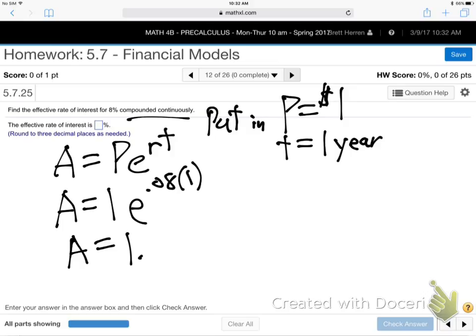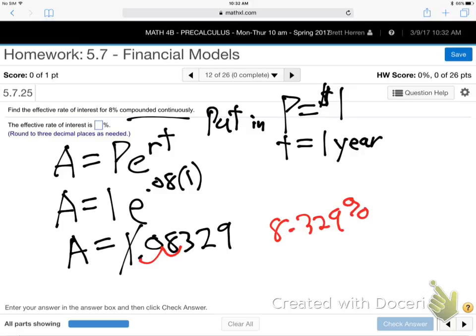What do we get there? 1 point... and one more, please, 9? Okay. And then what do you do with that? Remember, that's what the $1 has become, right? So you get rid of the original $1, because the growth is just the 0.08329. Everybody good with that? Then you turn it into a percentage by moving the decimal 2 places: 8.329%.